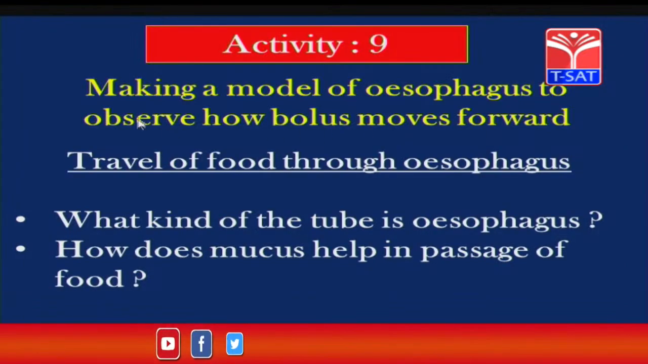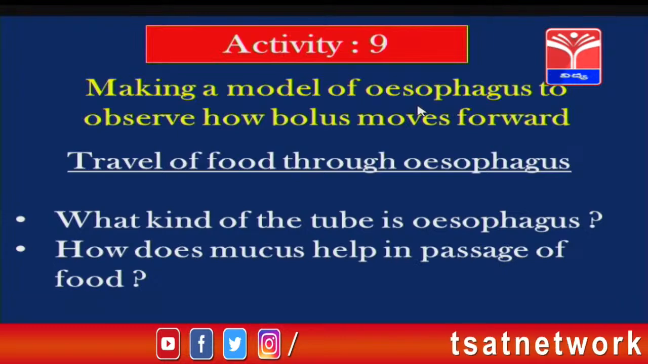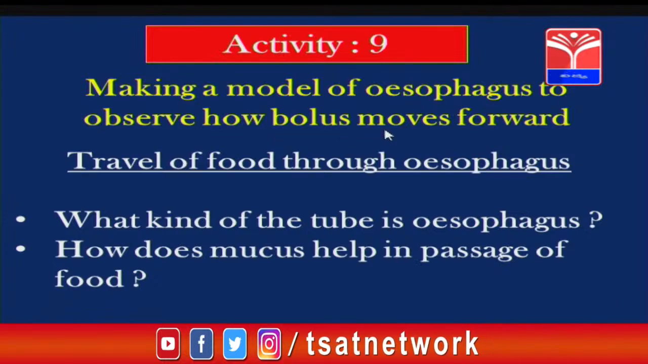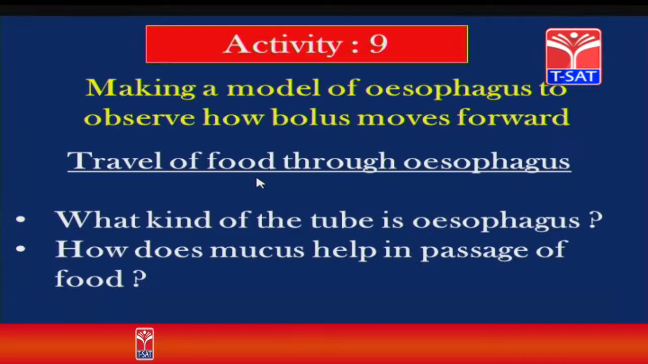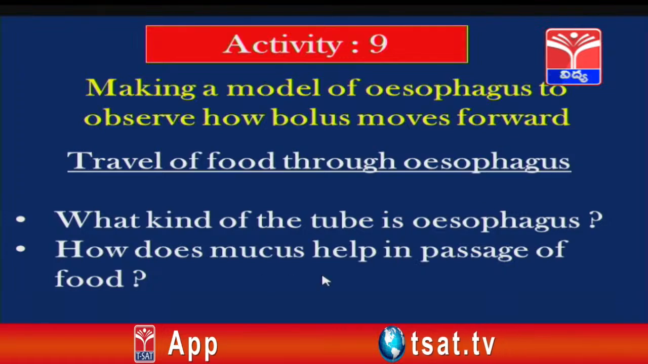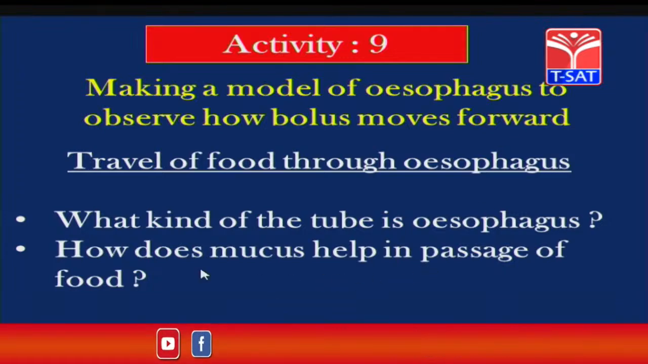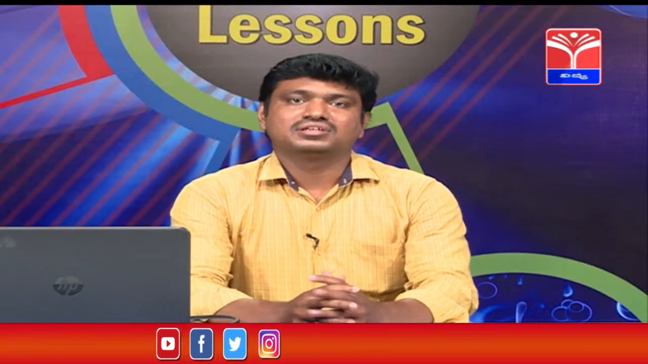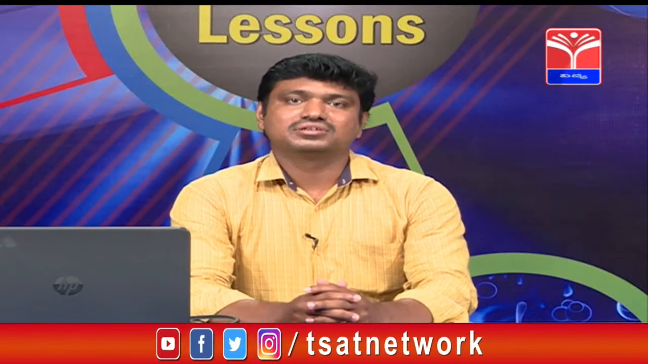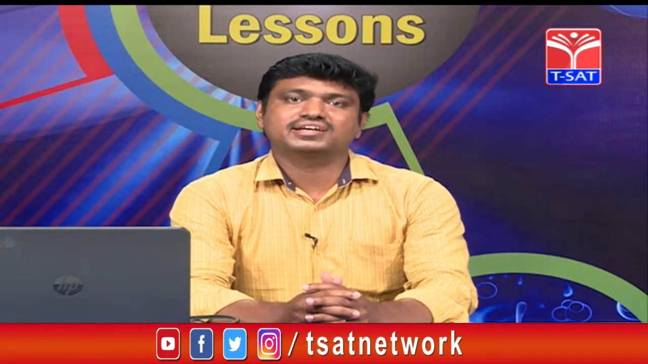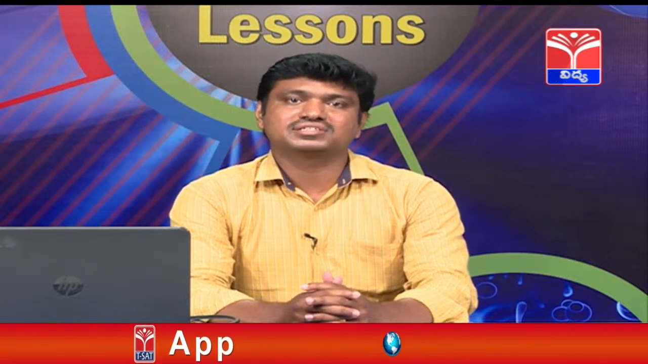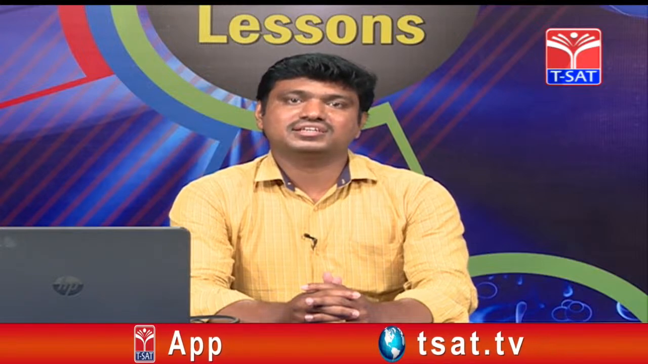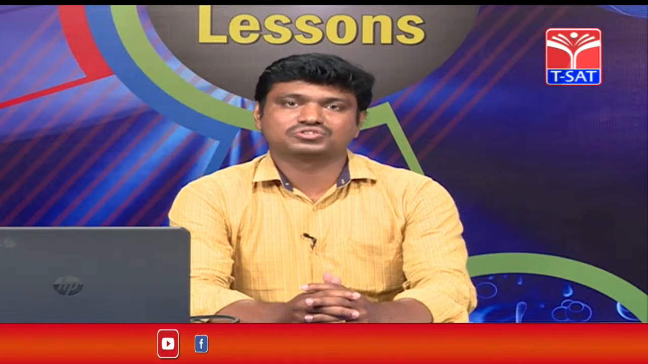Activity 9, making a model of esophagus to observe how bolus moves forward. Travel of food through esophagus. What kind of tube is the esophagus? How does mucus help in passage of food? Students, in the chapter Nutrition, Human Digestive System, you studied what kind of tube the esophagus is. Let us see the structural and functional aspects of the tube esophagus.